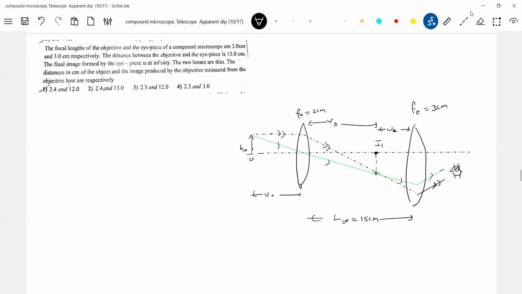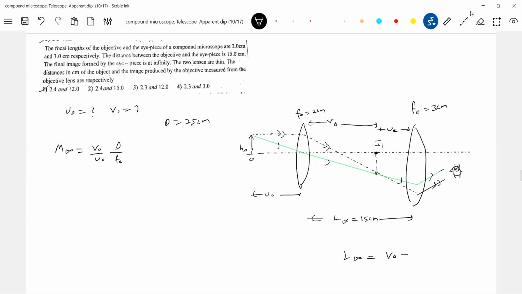The distance in centimeter of the object and the image produced by the objective, measured from the objective lens, are respectively. What is being asked is U naught and V naught. These are the unknowns. So what is our formula? M infinity equals V naught by U naught times D by Fe, no? We know D, 25 centimeter. We know Fe. And the other thing, we know the length of the tube.